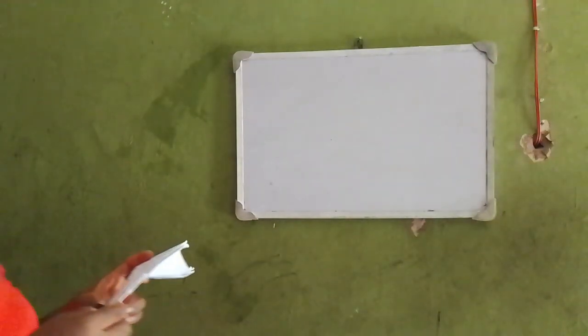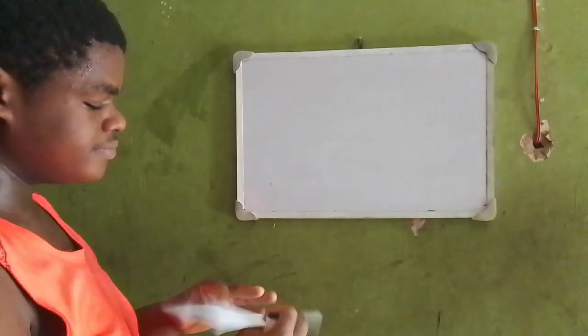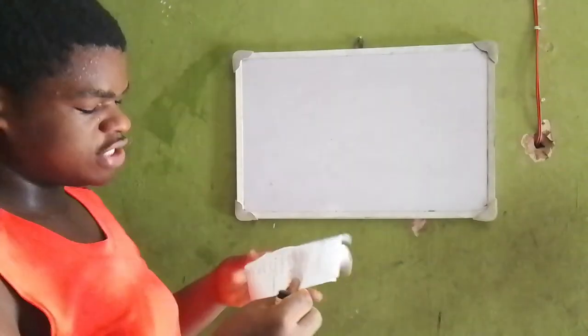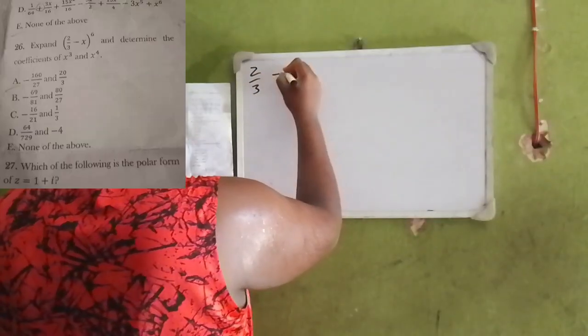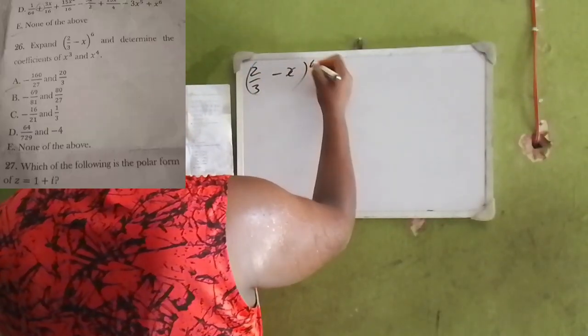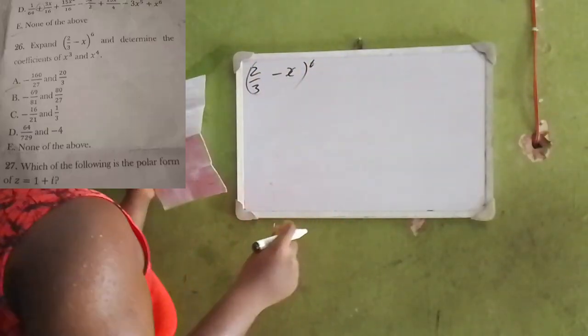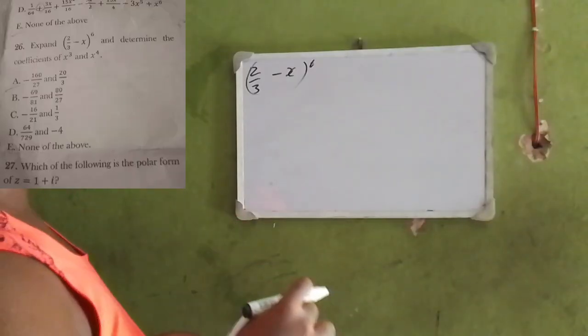Okay, welcome to the next solution video. We're going to solve from question 26 to 30. Question 26 says we should expand (2/3 minus x) to the power of 6 and determine the coefficient of x cubed and x to the power of 4.